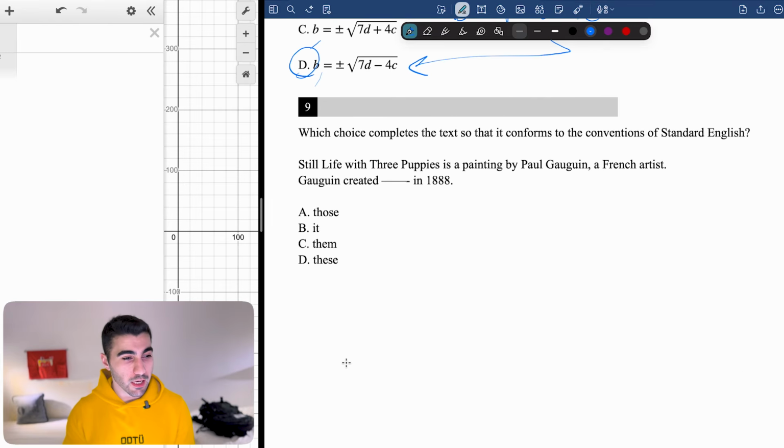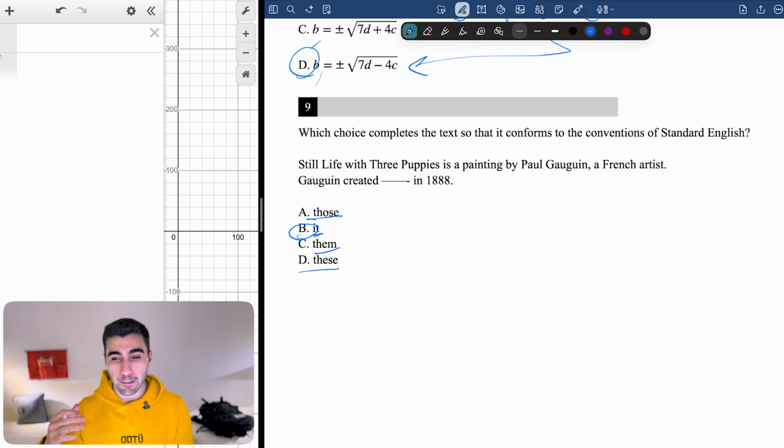Cool. Next question, we have "Still Life with 3 Puppies" is a painting by Paul Gauguin, a French artist. Gauguin created blank in 1888. So in the choices, we have those, it, them, these. These 3 choices are plural, and this one is singular. You didn't even have to check the paragraph. You could just go with choice B. If you have 3 plurals and 1 singular, the odd one in the choices is going to be the answer.